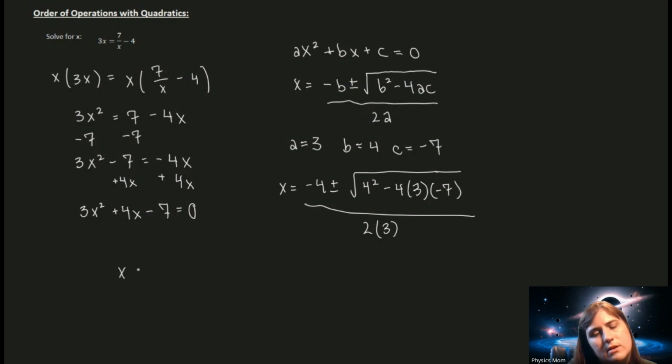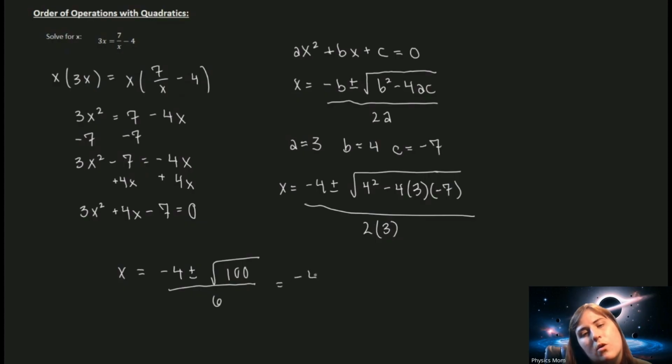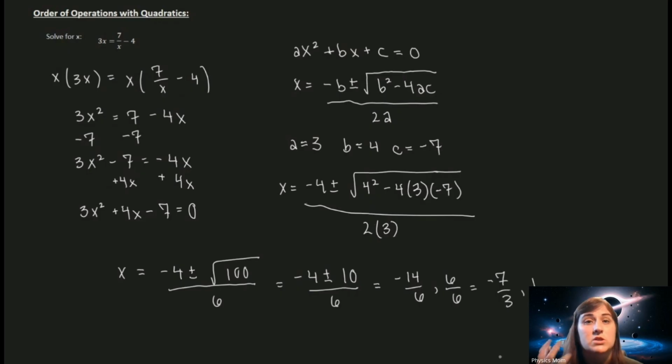I'll move it down here. X is equal to negative 4 plus or minus. When I multiply all this through and add it together, I get the square root of 100 over 2 times 3, which is 6. That's going to equal negative 4 plus or minus 10 over 6. And then I get my two answers when I evaluate them out. One of them is negative 14 over 6. The other is 6 over 6. When I simplify those, I get negative 7 over 3 and positive 1 as my two solutions.